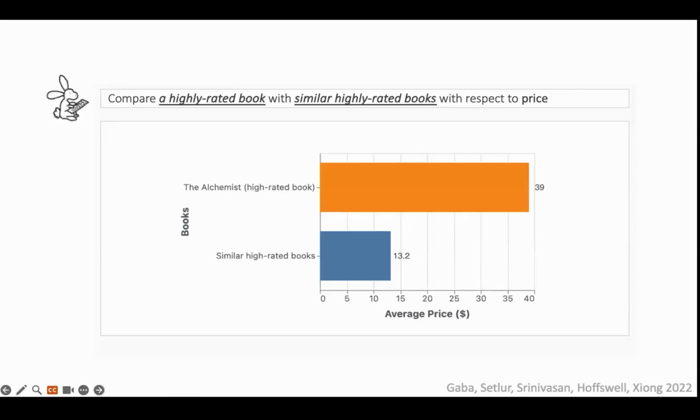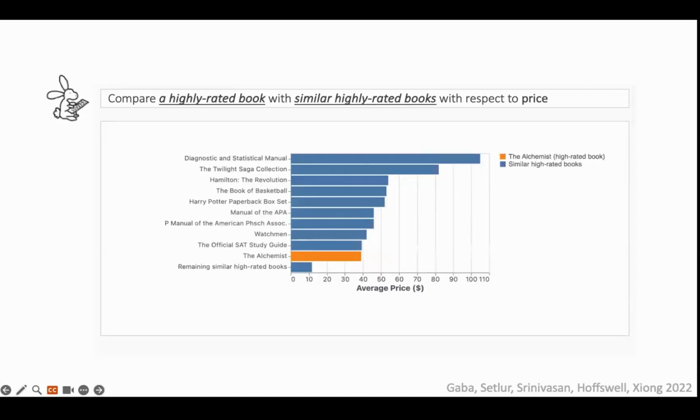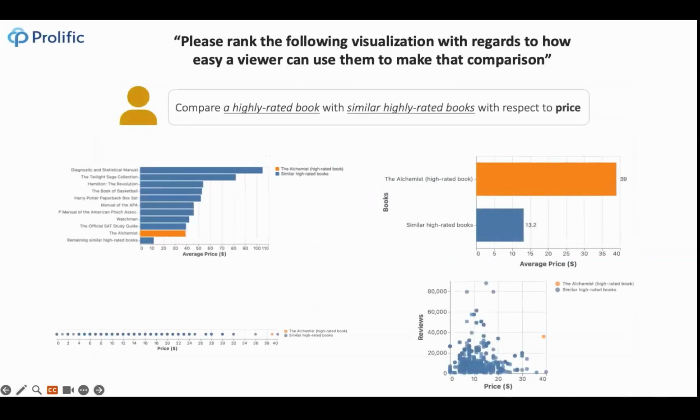Or I can just show you this randomly selected book and compare it to other books that I think of as similar. Or I can show you a bunch of different books and tell you this one is about this expensive, and these are books with similar ratings, so you can compare their price. So there are many ways I can create a visualization that can answer that. We put all these potential recommendations in front of human judges and asked them which one they think is the best.